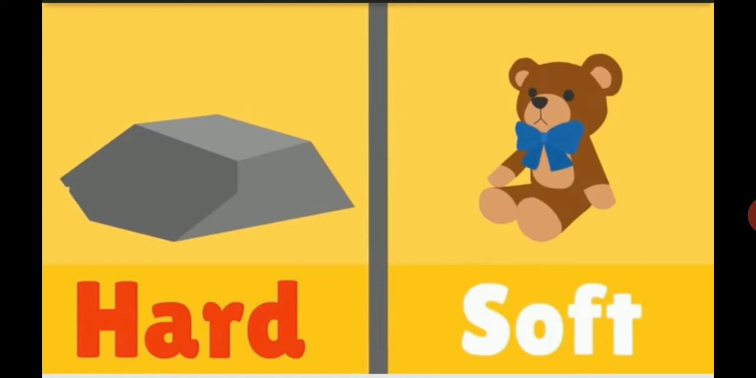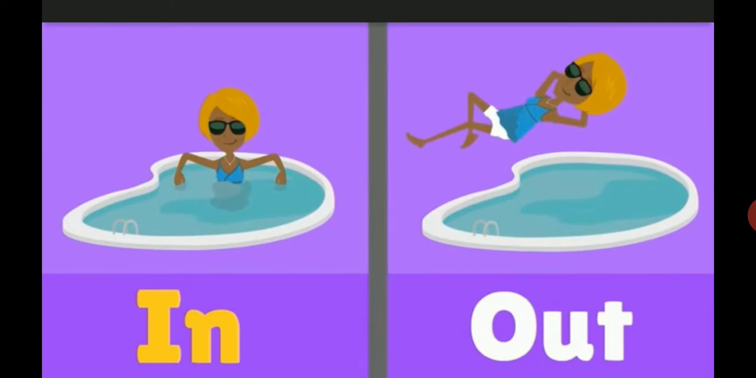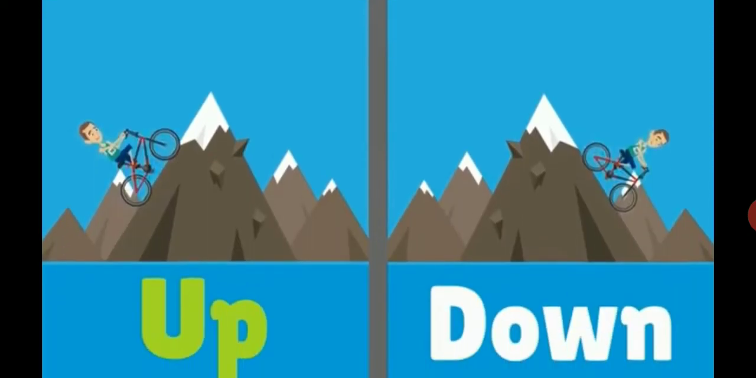Now, here in this picture, you can see a rock and a teddy. The rock is hard and the teddy is what? Soft. In, out. In the first picture, the girl is in the pool, and in the other, she's out of the pool. So the opposite of in is what? Out. Up, down. You can see the cyclist going up in the first picture, and in the next picture, he's coming down.